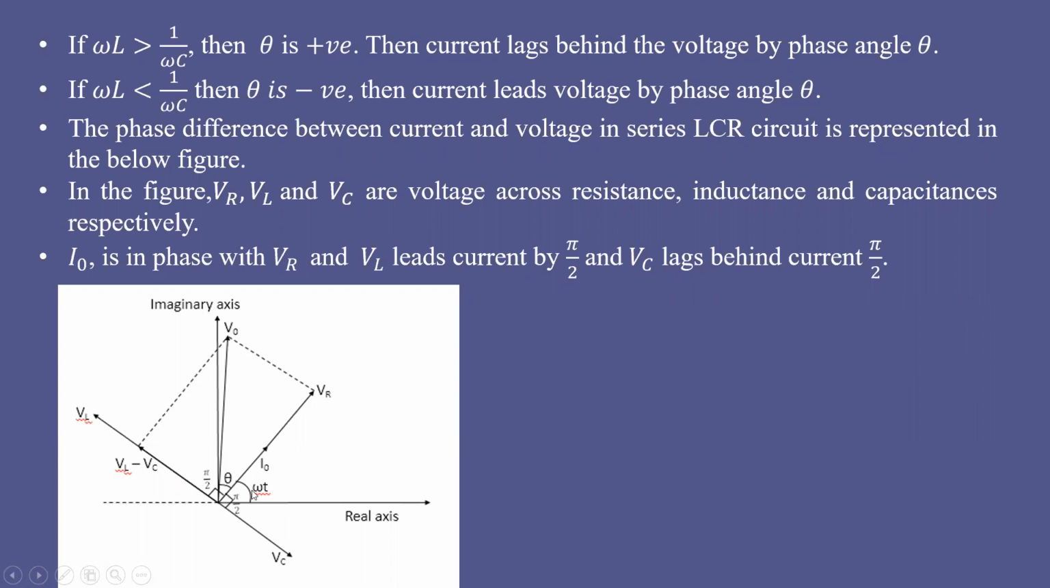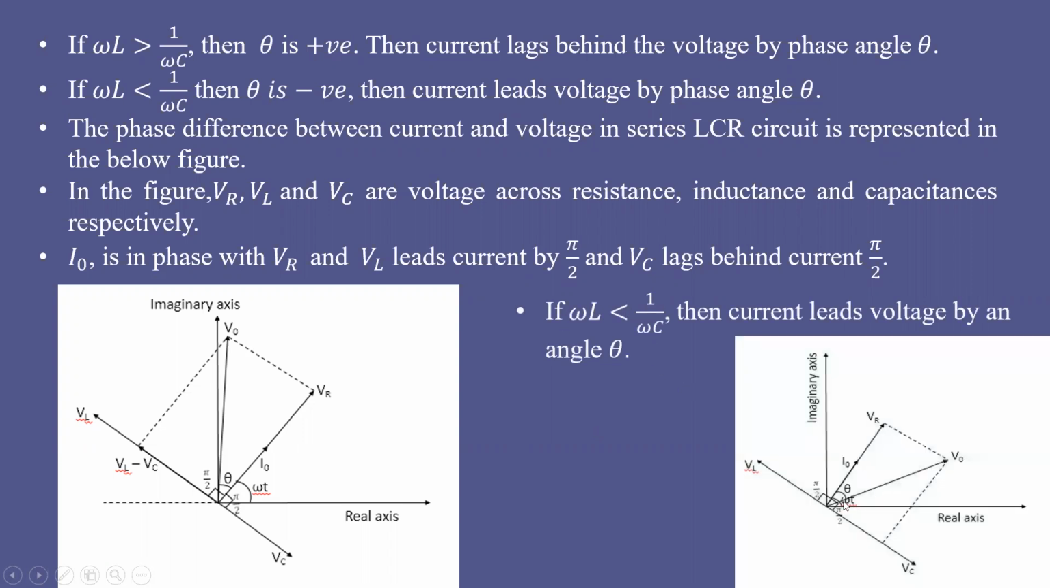So the voltage has the phase omega t plus theta here. Omega t plus theta is going to be observed if VL is greater than VC. Similarly, if omega L is less than 1 by omega C, then current will lead the voltage by angle theta. So the effective voltage will be V0 represented here. This is the effective voltage by taking the law of parallelogram of vectors. So you have to take VC minus VL because VC is greater than VL in this case. So voltage will lag behind the current by angle theta.